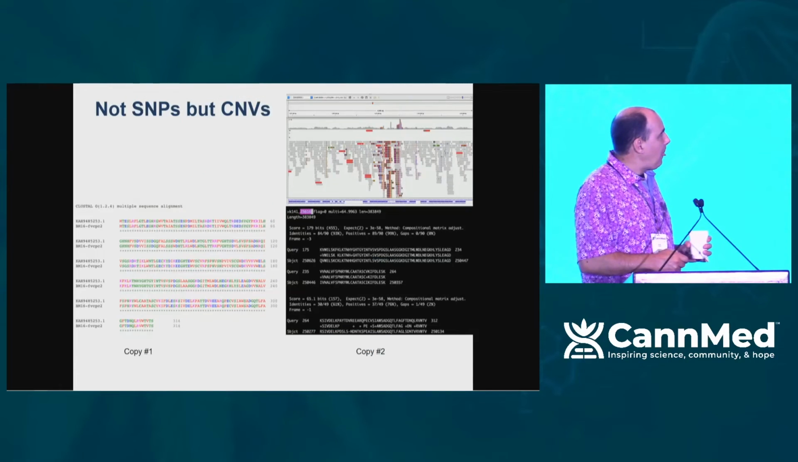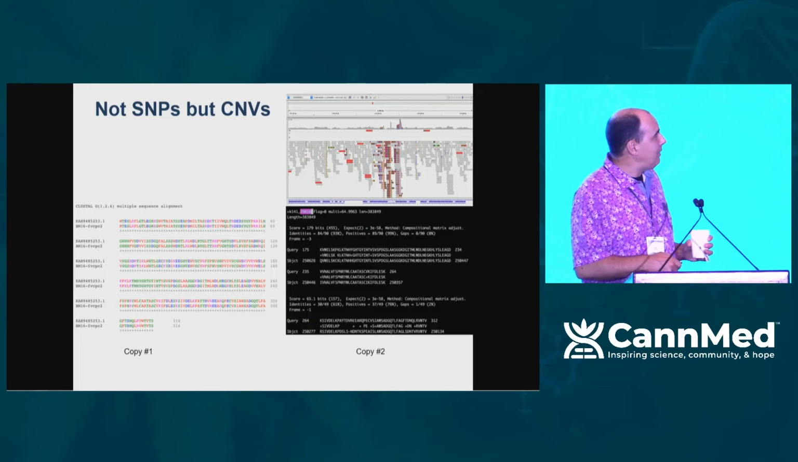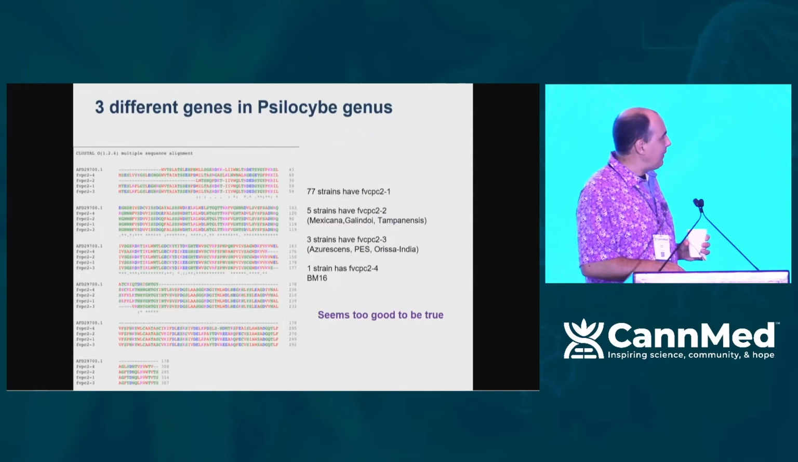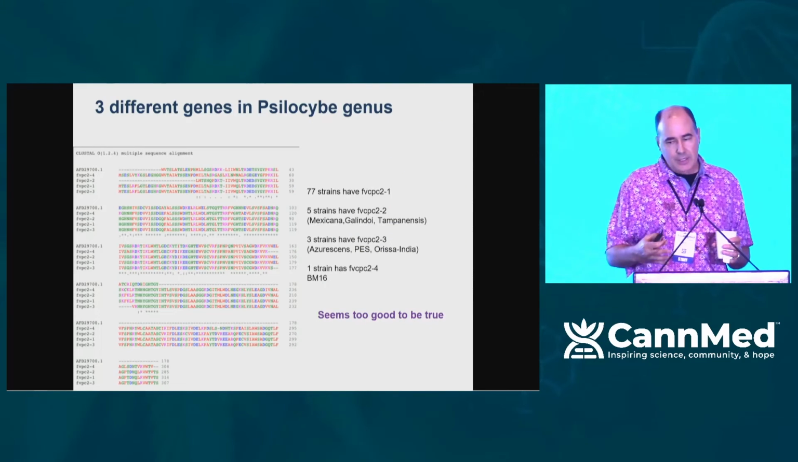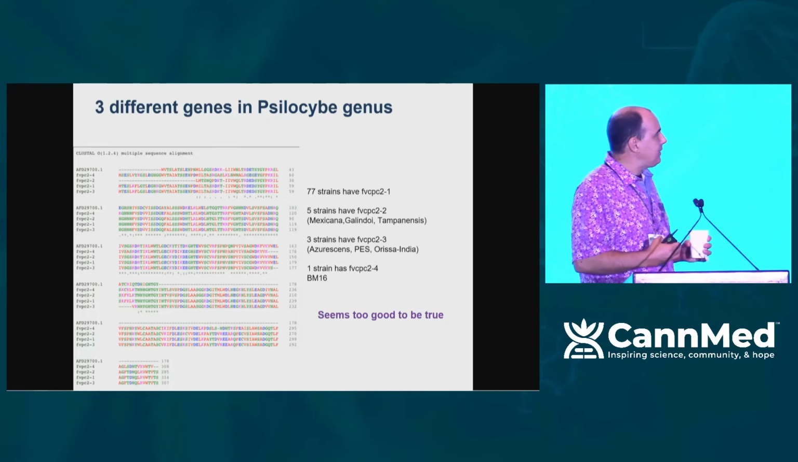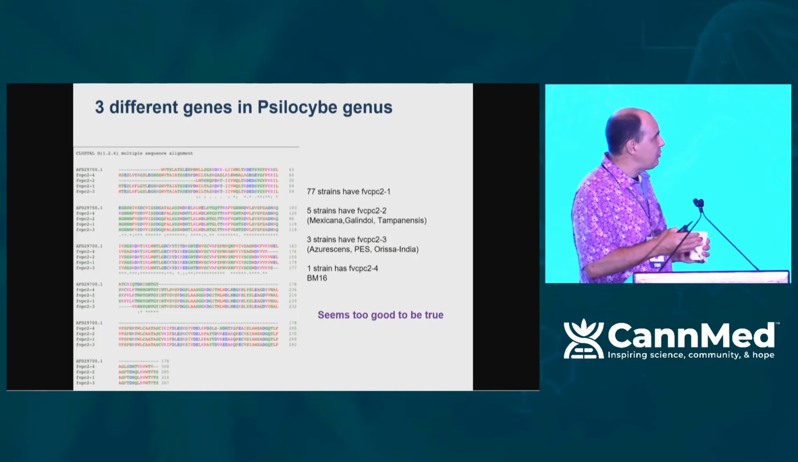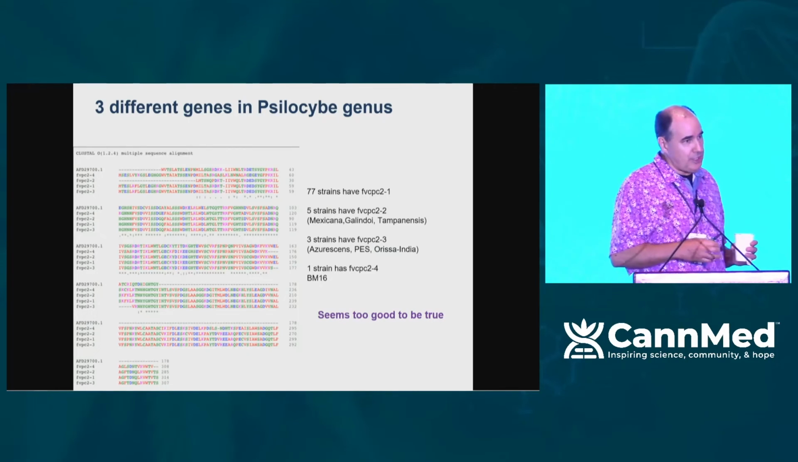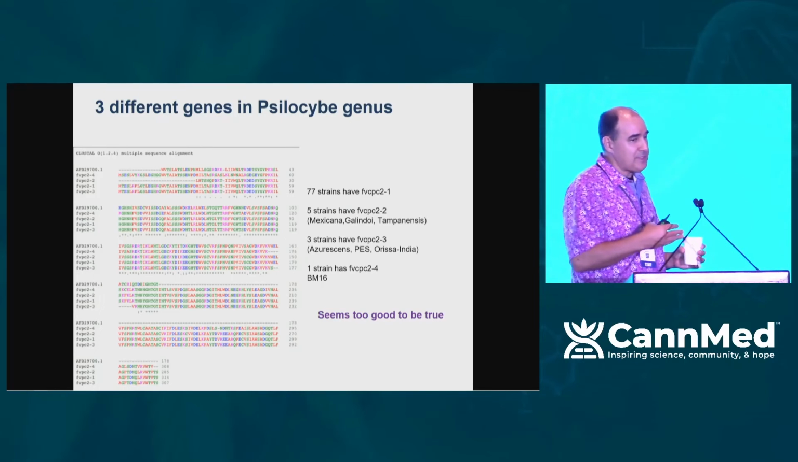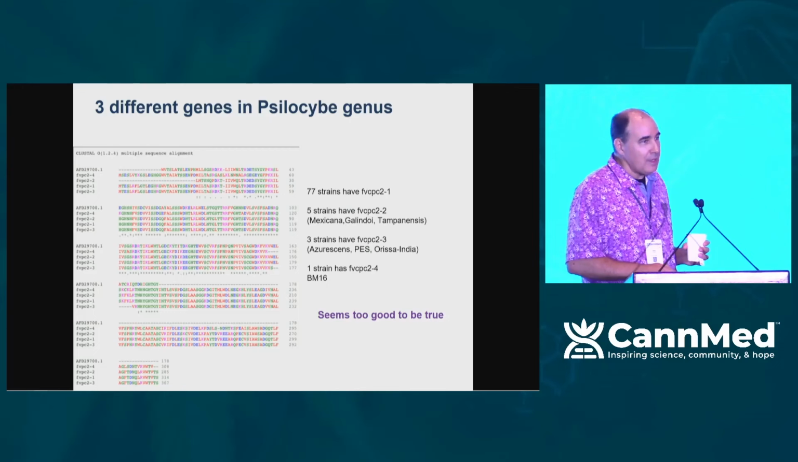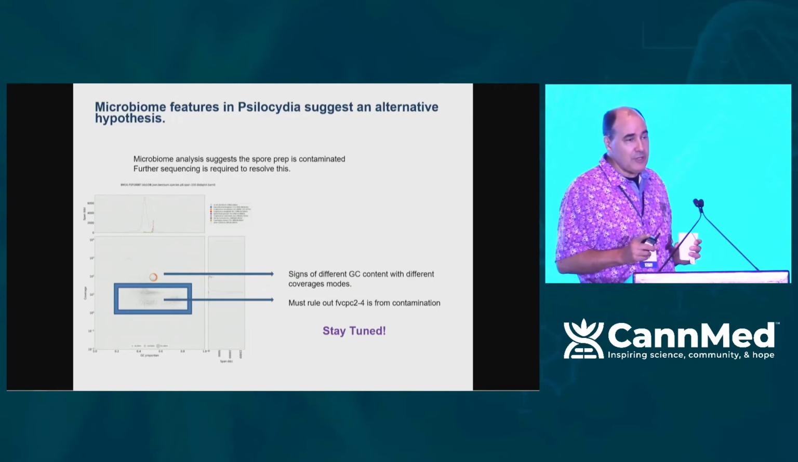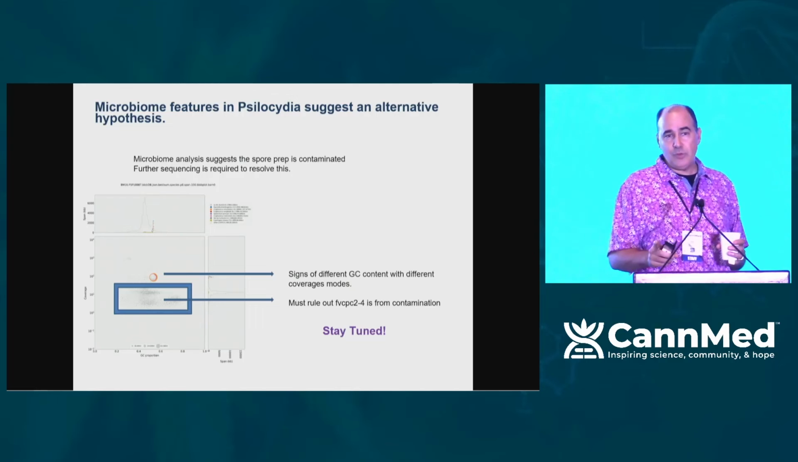Now, what is it? Well, we see multiple different copies of this type of gene. It's called FvCPC2. We don't yet know if this is what is driving it, but if you look through all the other versions of this gene in Psilocybe, what you find is that there are 3 dominant forms of this gene. We have 77 of the strains have one version of the gene, 5 of the ones that are outside of cubensis have a different version of the gene, and then Azurescens and P. sp. in Orissa, India have a 3rd version of this gene. And the 4th version of this gene is unique to BM16, but that we think is too good to be true. That usually tells us we could have a contamination, and it could be part of the microbiome, and that's what we have to do some work to resolve.